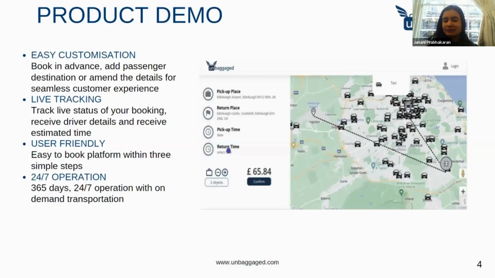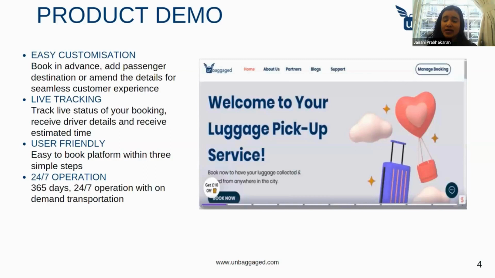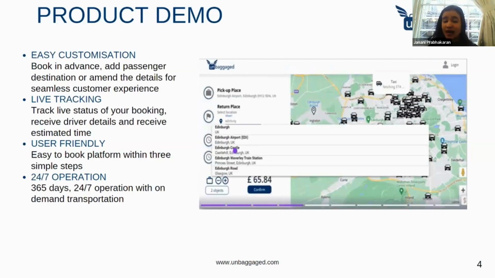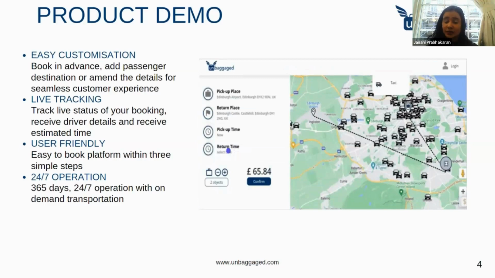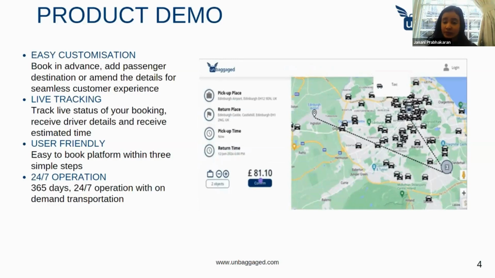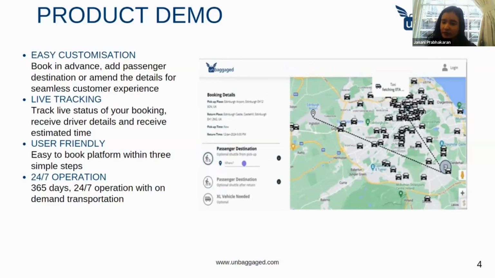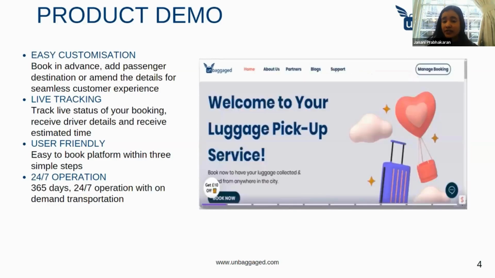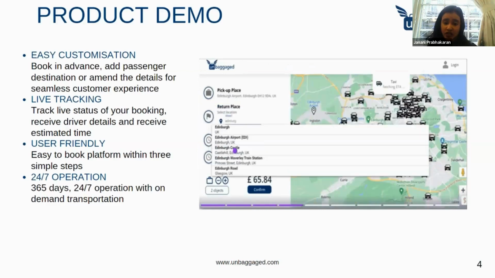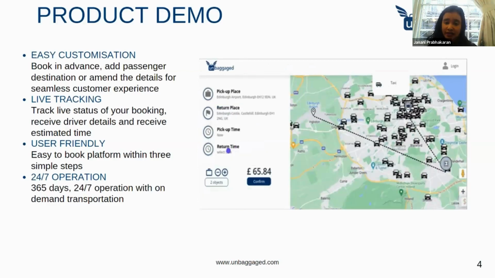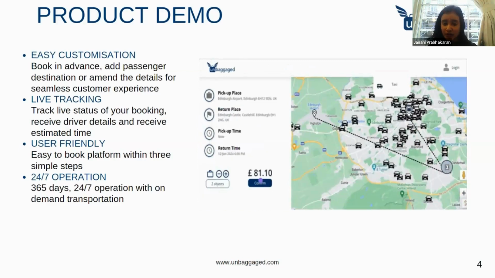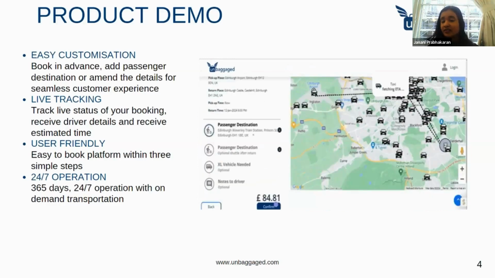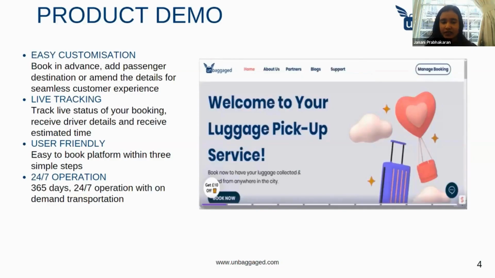So how does it work? Simply go onto our website and input where, when, and how many bags need to be picked up and stored. And our network of storage and transportation partners do the rest of the work. It's easy to customize your booking. You can book in advance or add a passenger destination. You get live tracking once you have made a booking. It's user-friendly, and we also operate 24/7, 365 days throughout the year.